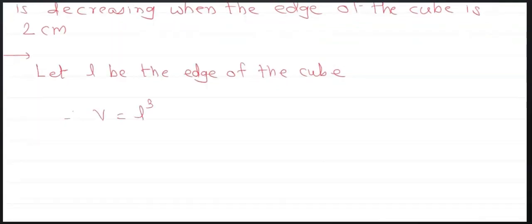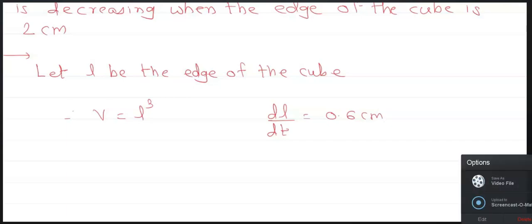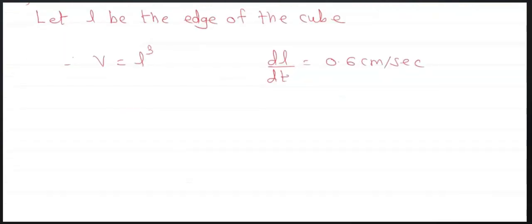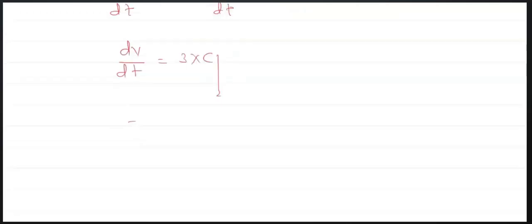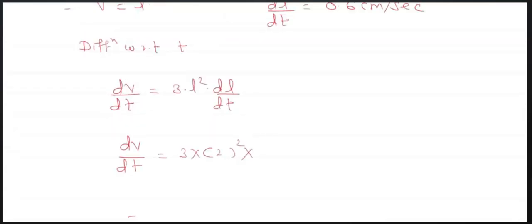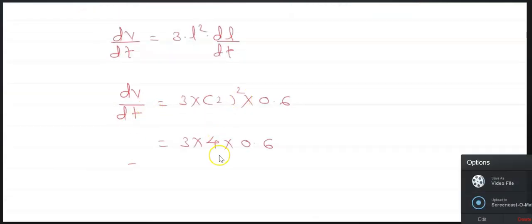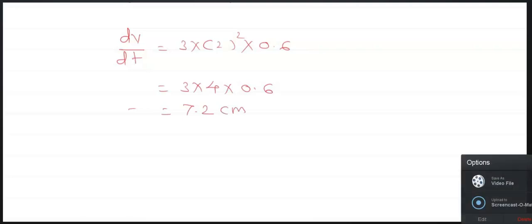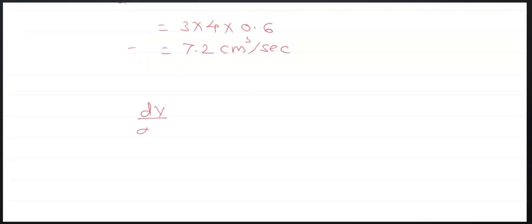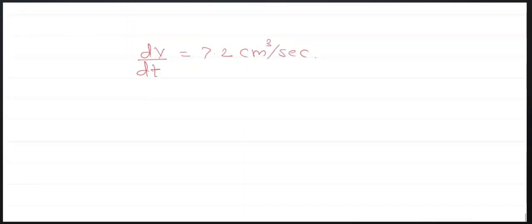Therefore, we define here: let L be the edge of the cube. V is equal to L cube, it's the volume. dL upon dt is what we have been given: its edge is decreasing at the rate of 0.6 centimeter per second. Therefore, differentiate this with respect to t. dV upon dt is equal to 3 L square into dL upon dt. That is, dV upon dt is 3 into 2 raised to 2 into dL upon dt, that is 0.6. Substitute the values, therefore you will get 3 into 4 into 0.6, and after the calculation that is equal to 7.2 centimeter cube per second. Therefore, dV by dt is 7.2 centimeter cube per second.